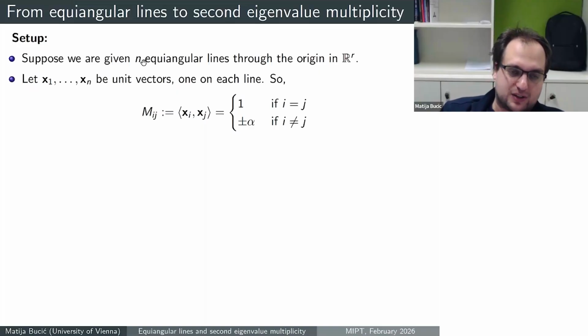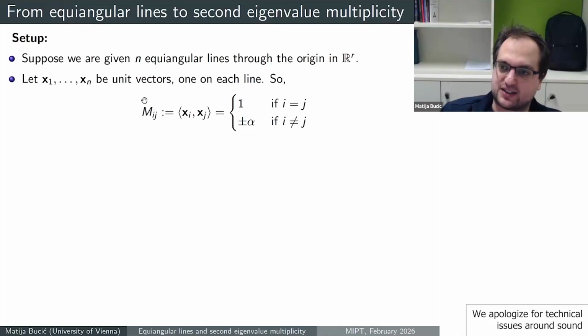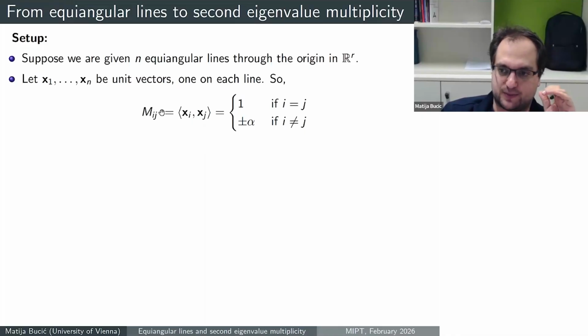And remember, our goal is to show that n isn't much bigger than r. So if n is assumed to be much bigger than r, then this is a lot of information that we want to exploit from this matrix. Very good. So we have this matrix.